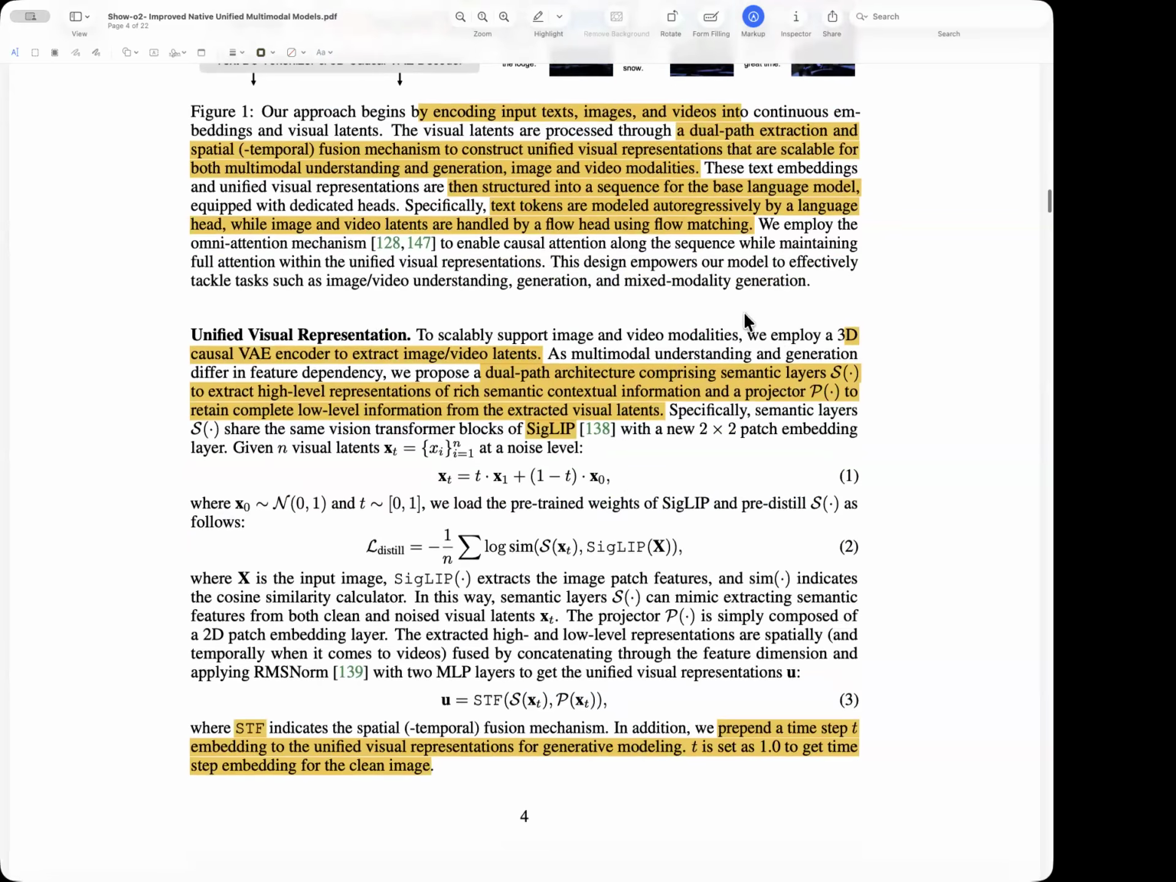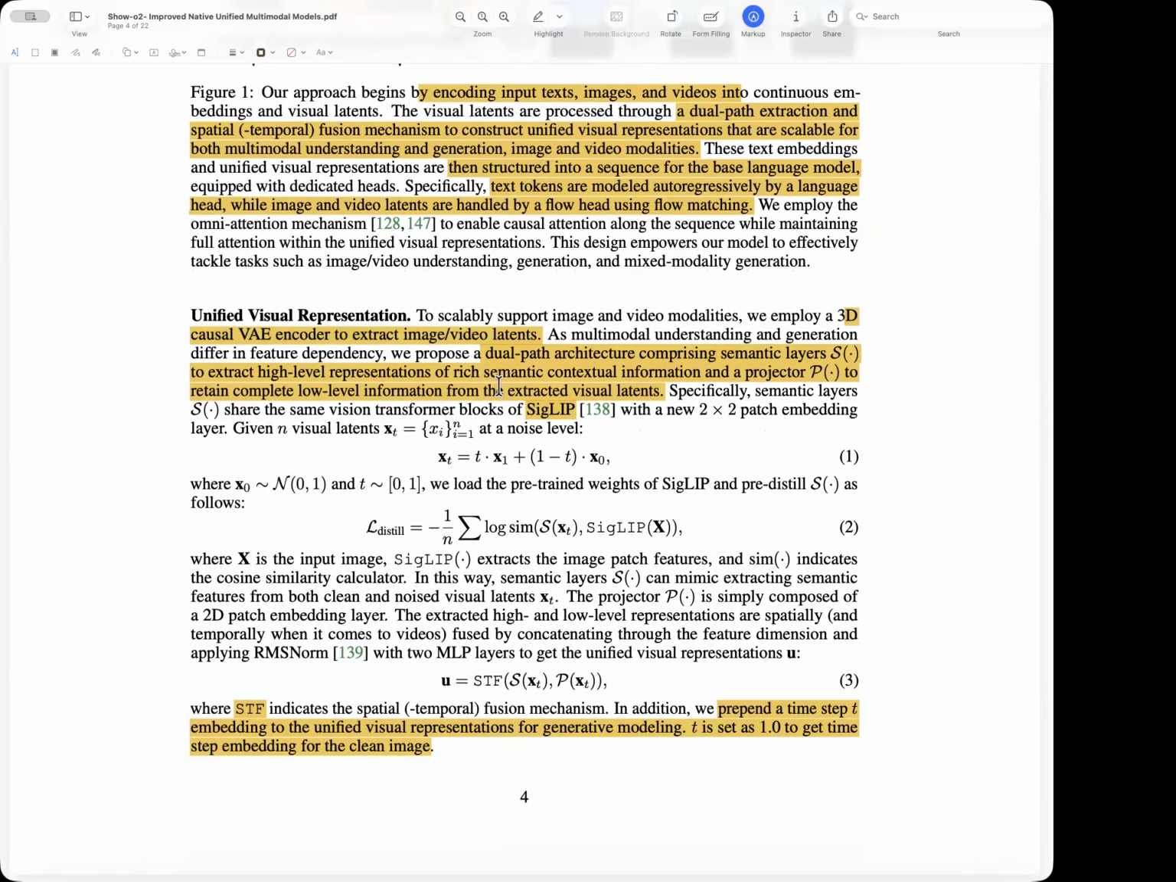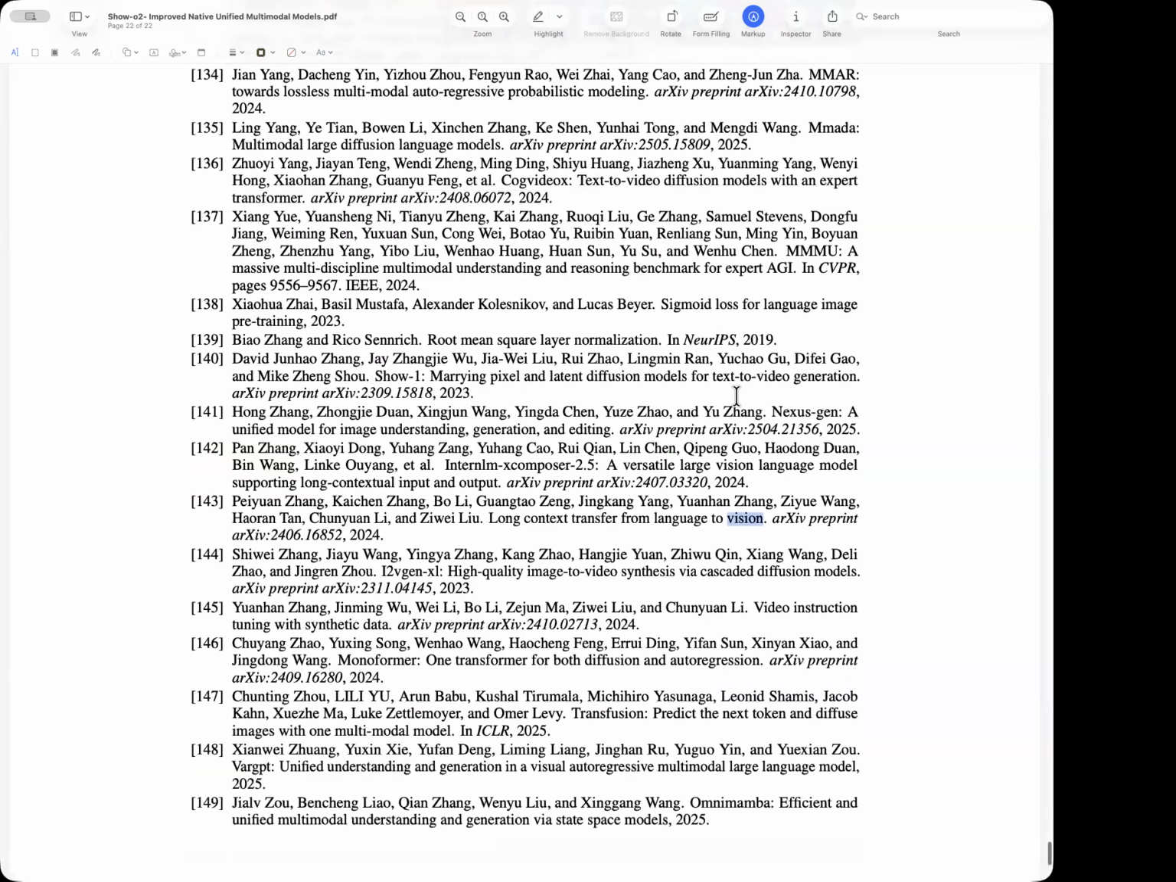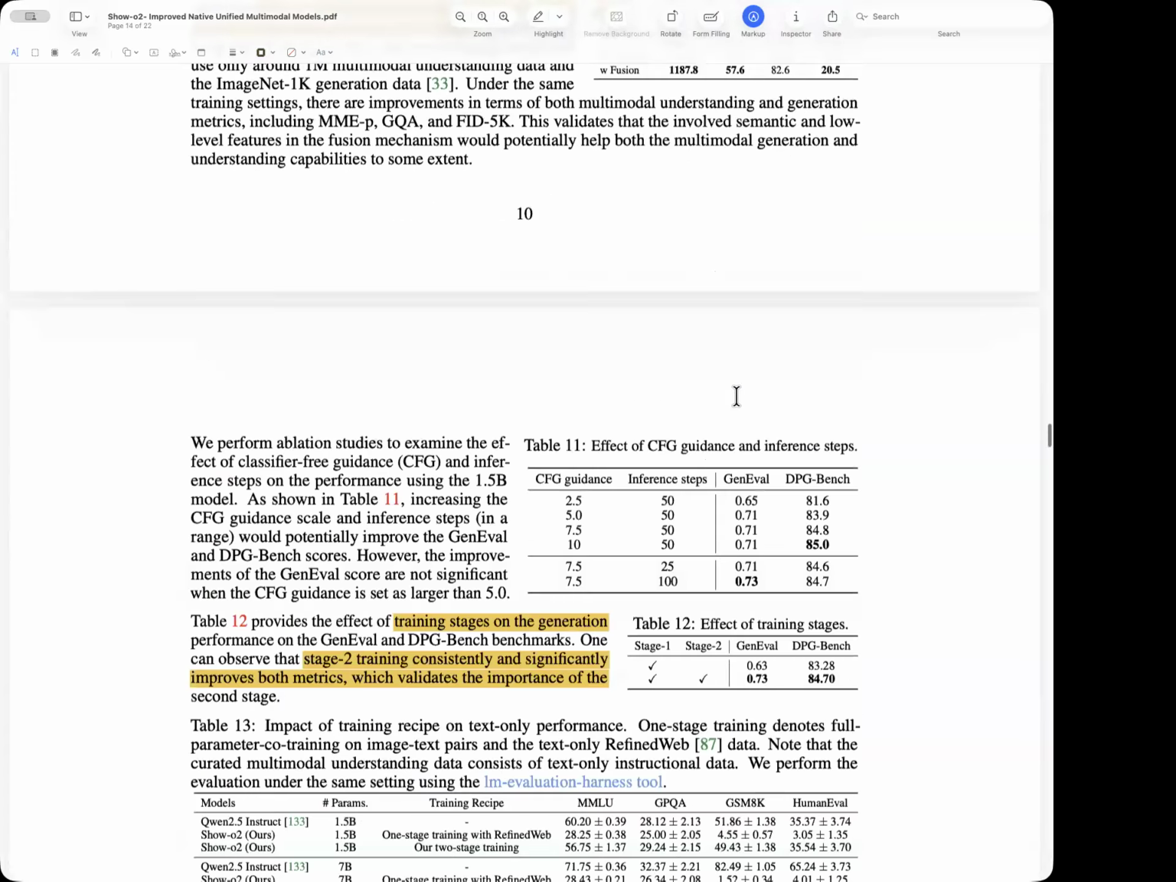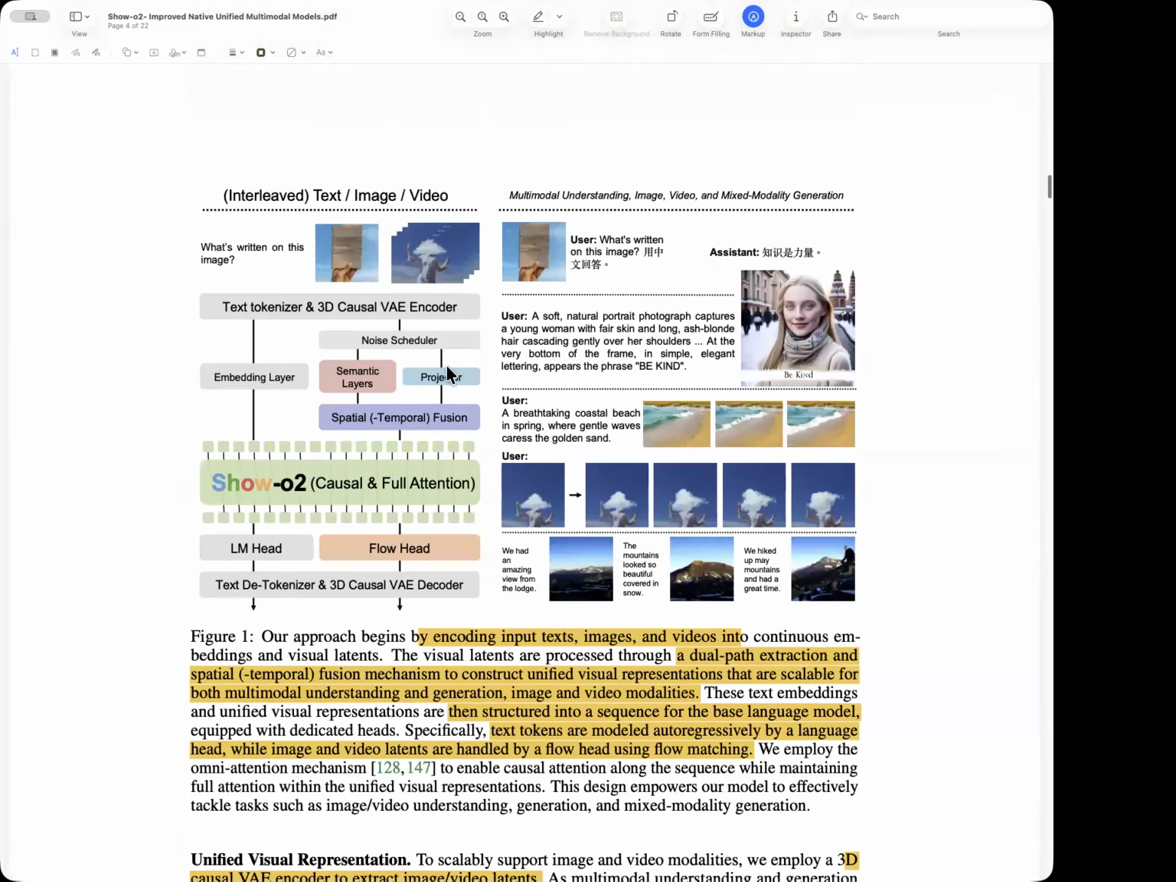First, you have a 3D causal VAE. You pass your images or video into the VAE and you get a hidden, basically a latent space representation. Then they have this dual path architecture. There are these semantic layers that have high level features, and then you have these projection layers that keep low level information. That's what these two boxes are here.